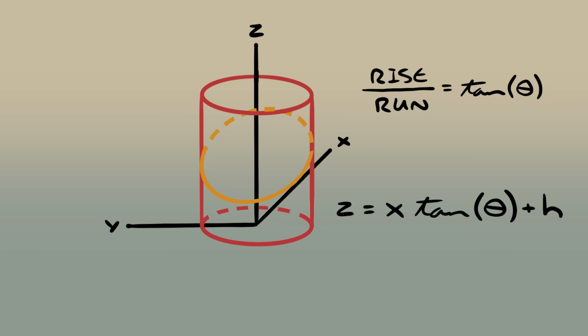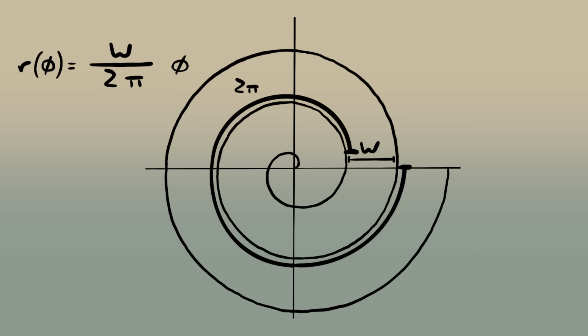We want to find where this plane intersects with the equation for the mat. I said before that the width of the mat doesn't change. In other words, the distance from the center constantly increases as the angle increases. This is the definition of an Archimedean spiral in polar coordinates. r(phi) equals something times phi, where phi is the angle and r is the distance from the center. If the width of the mat is w, then that something is w over 2 pi, since 2 pi radians is one full rotation, and at that point the radius should increase by w.